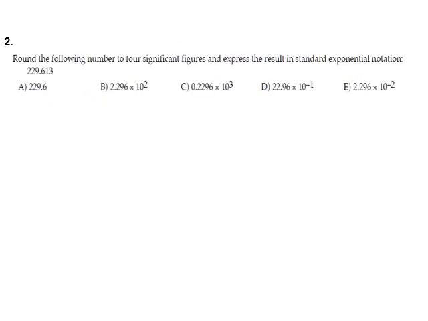Next slide. All right, round this one to 4 sig figs and then express in scientific notation. That means write it as a number between 1 and 10 and then multiply it times 10 to some power. All right, so 229.613. To get it to 4, we have to get this one, this one, this one, and this one.